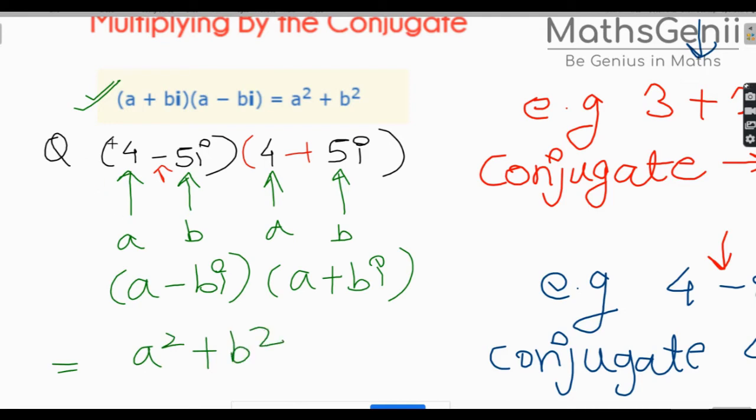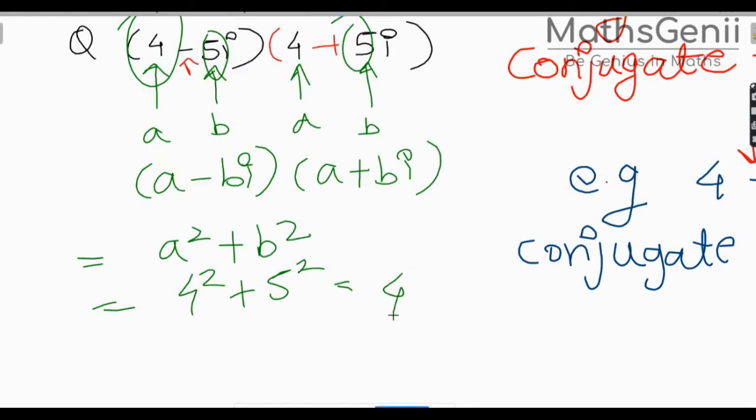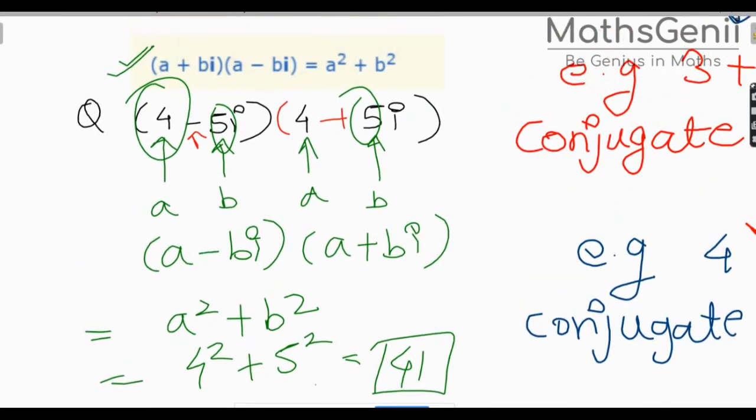What is my a? A is 4 square. What is my b? B is 5. So 5 square. 16 plus 25 gives you 41. Okay, that was not important. The answer is not important. The understanding of application is important.